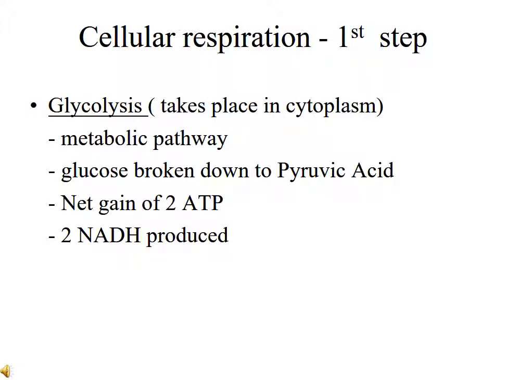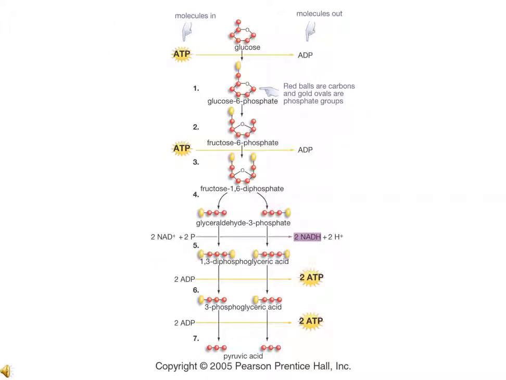The first part of cellular respiration is glycolysis. Glycolysis takes place in the cytoplasm. It is a linear metabolic pathway. Glucose is broken down to a compound called pyruvic acid. The end result is we're going to get 2 ATPs and a bunch of electron carriers have filled themselves with electrons. As you can see, this is not an easy process to understand.